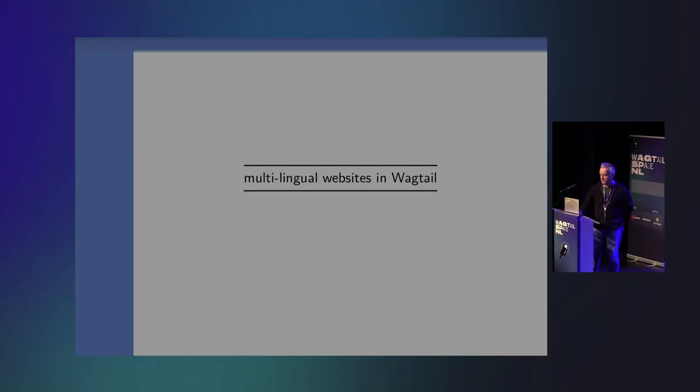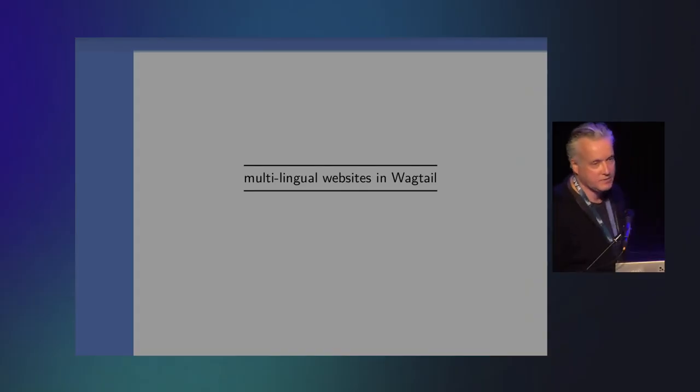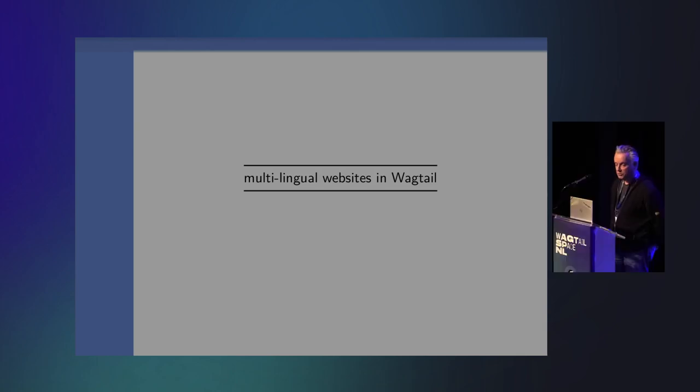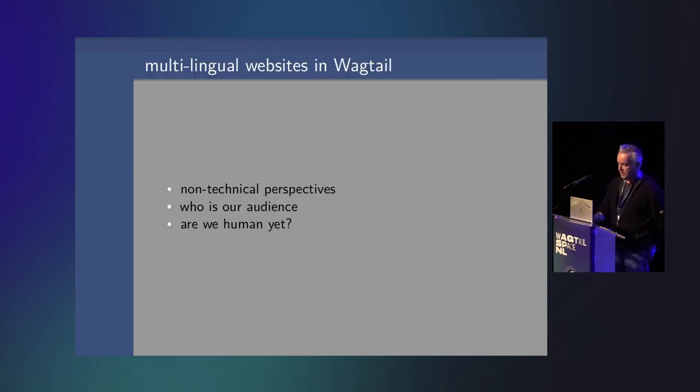I still want to talk about multilingual websites in Wagtail. What are the issues involved? What are we actually trying to achieve here? So this is not going to be a very technical talk. There are some technical conclusions that we might come up with later on, but it's about non-technical perspectives. So what are we actually trying to achieve? Who are we talking to? Who is the user of the website?